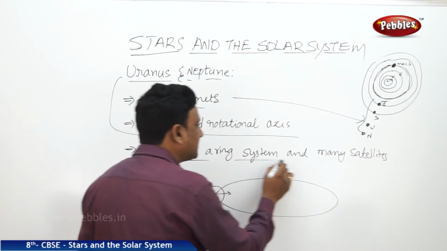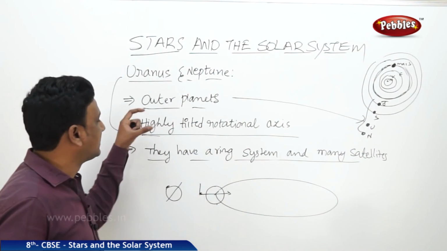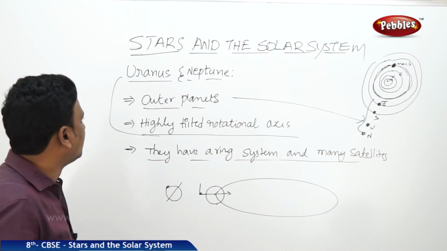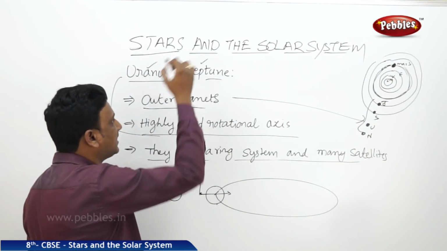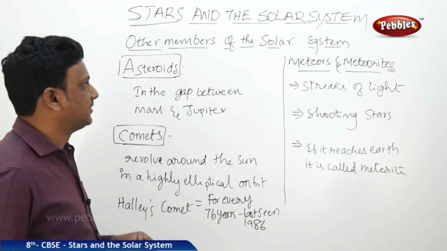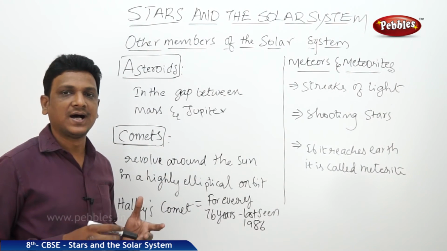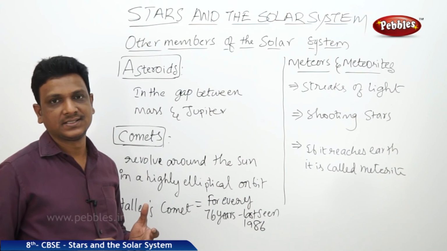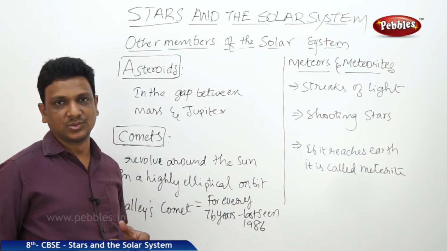They have a ring-like system and many satellites. So all these outer planets, they have a ring-like system around them and so many satellites. So that is about the Uranus and Neptune. So now let us see the other members of the solar system. We discussed about the stars, that is the sun, and we discussed about the planets and their satellites. So what else are there in the solar system?